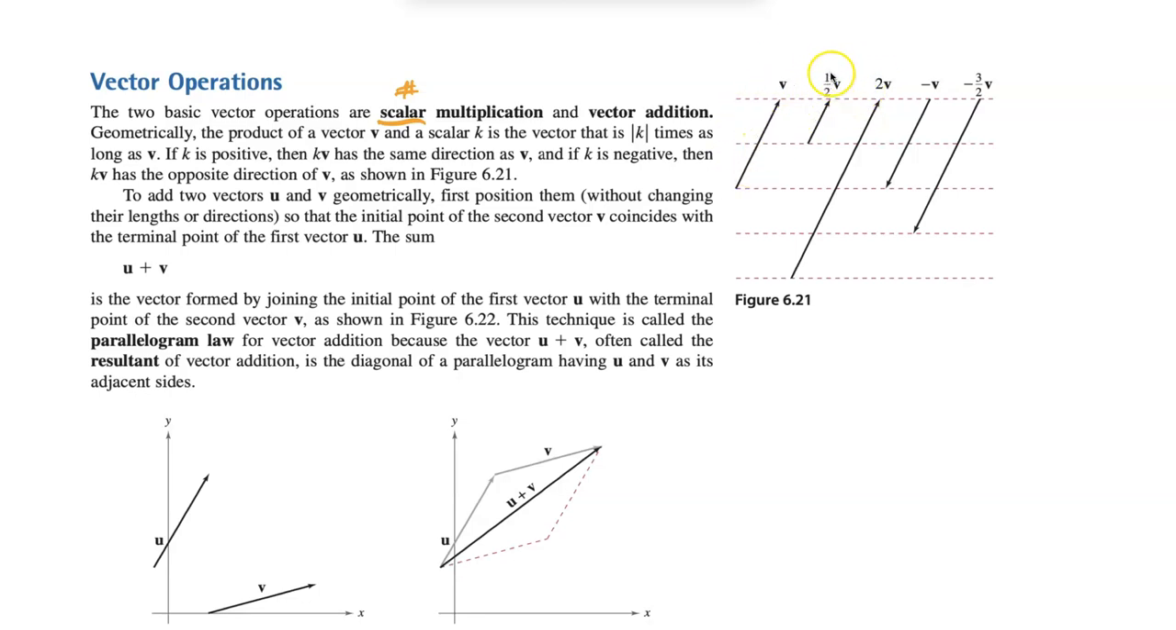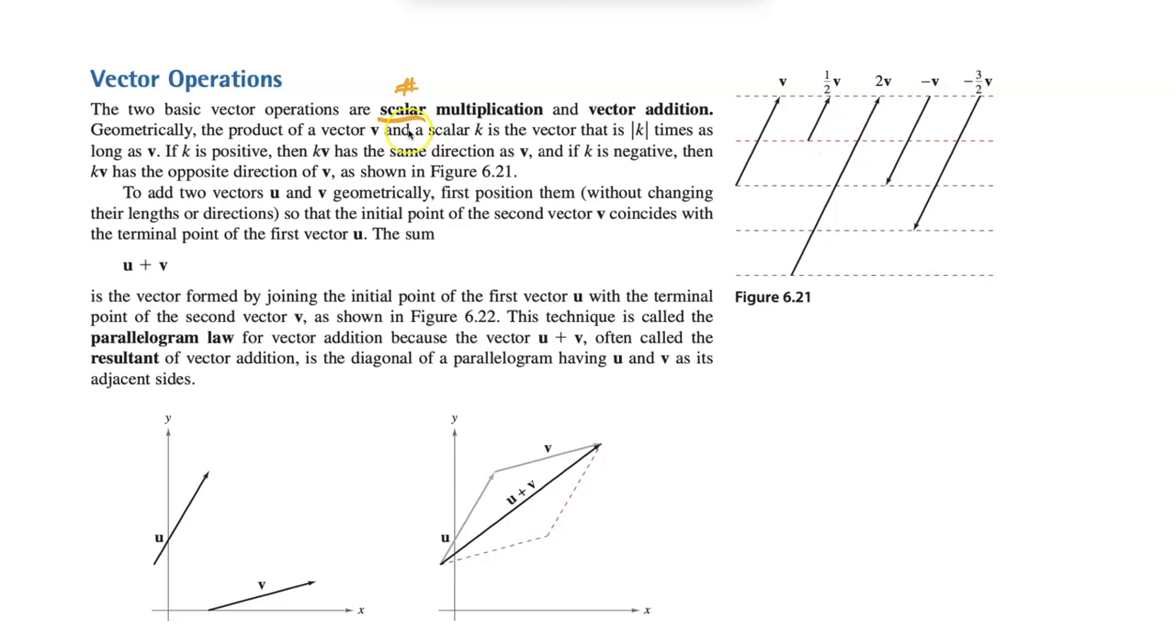You can multiply by 1/2, which makes the vector half as long. You can multiply by 2, which makes it twice as long. You can make it a negative, which flips the direction. A negative vector flips it. And you can multiply by fractions. So that's scalar multiplication. You multiply a vector by a number, and it does the same thing you would expect a number to do. How about vector addition?